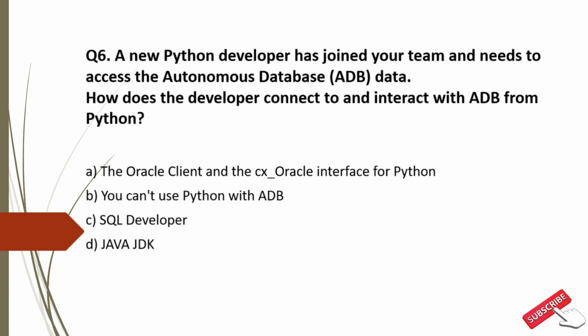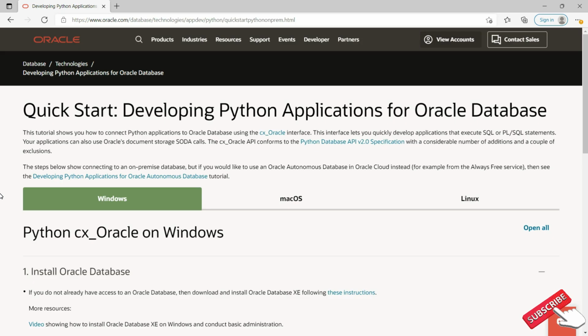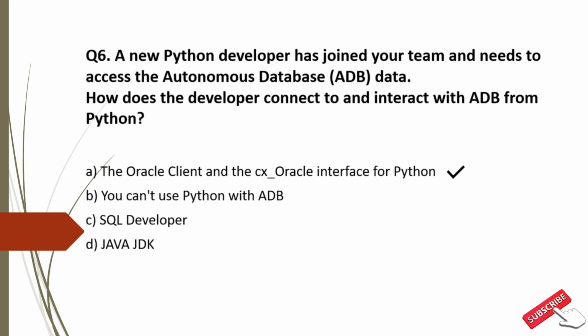Now analyze the options. Option A. The Oracle client and the CX Oracle interface for Python. This is correct. You can go through this documentation if you want to know the detailed steps. Option B. You can't use Python with ADB. This is incorrect. Obviously you can. Option C. SQL developer. No, SQL developer is not meant for that. So incorrect choice. Option D. Java JDK. This is also incorrect. So the correct option for question 6 is option A.